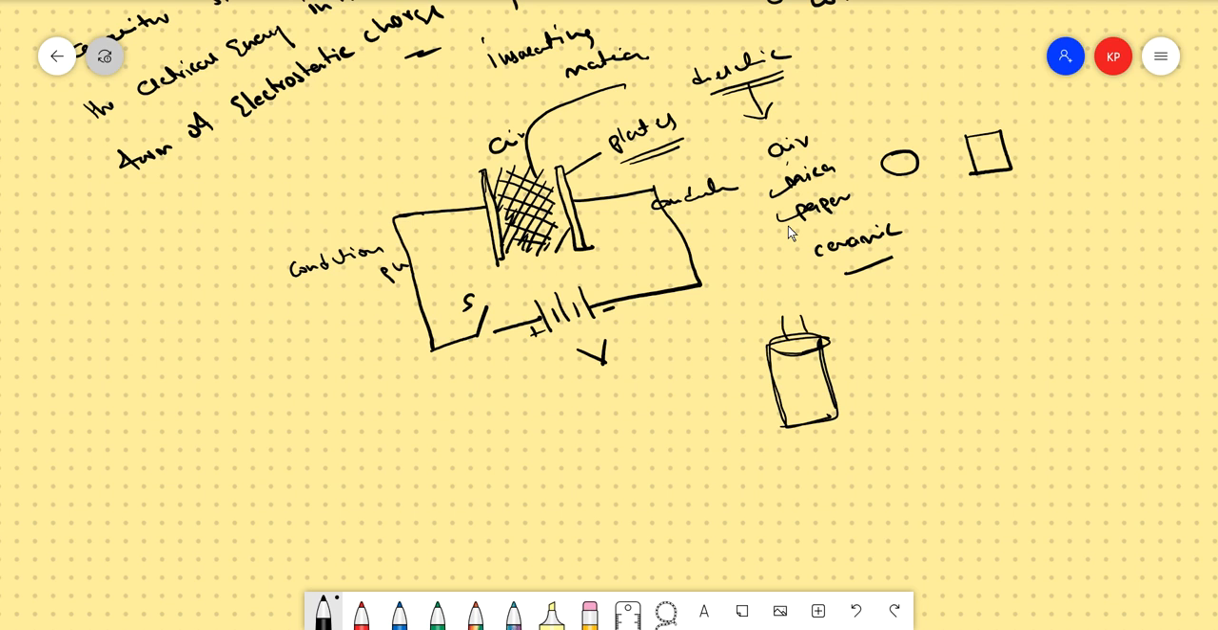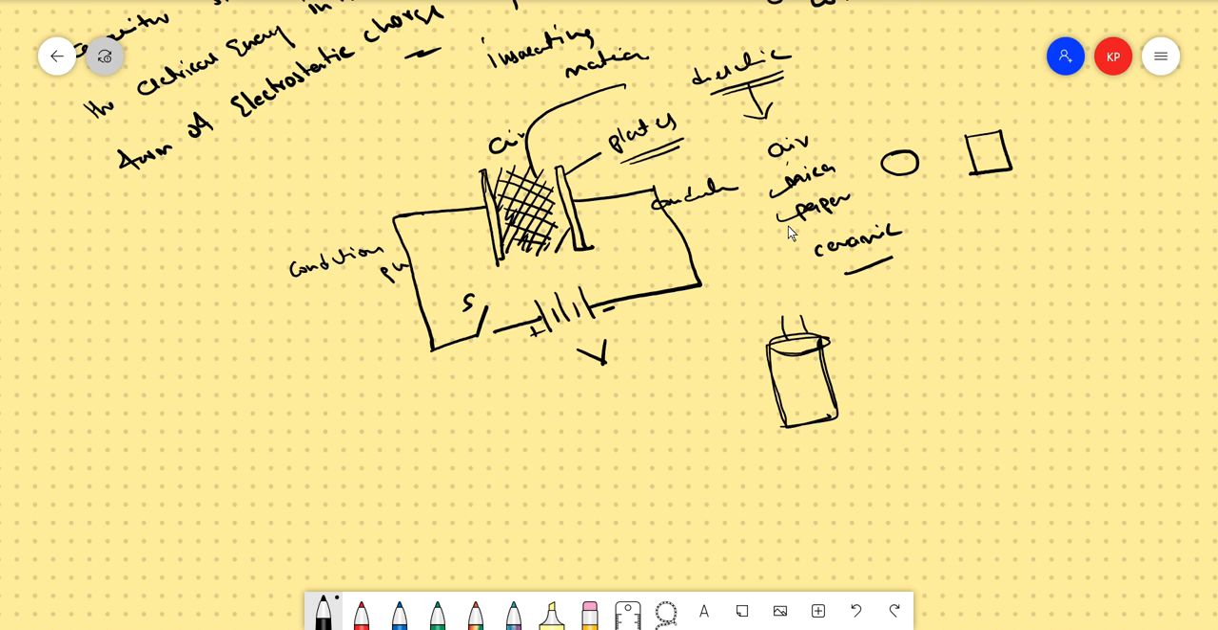But whatever the type, either a parallel plate capacitor or a cylindrical capacitor, the common thing is that every capacitor has two conducting plates separated by an insulating material, which is called the dielectric, right?